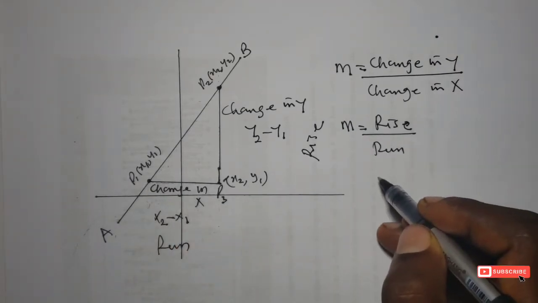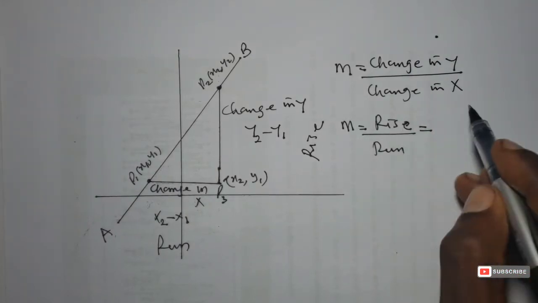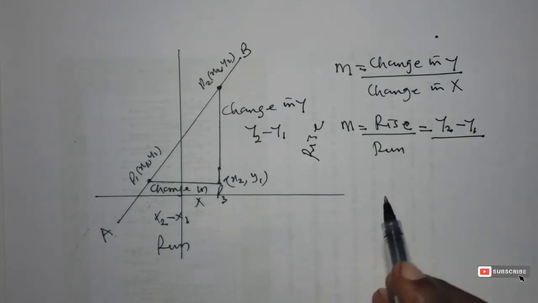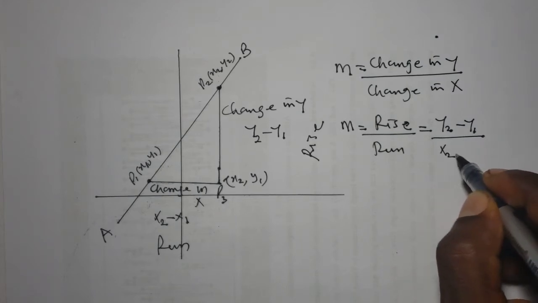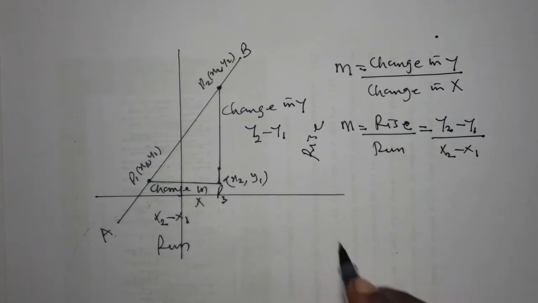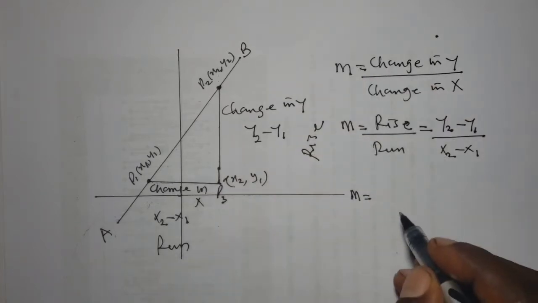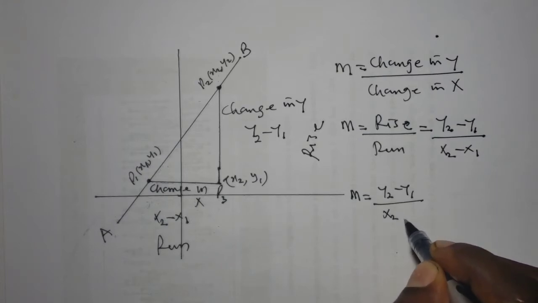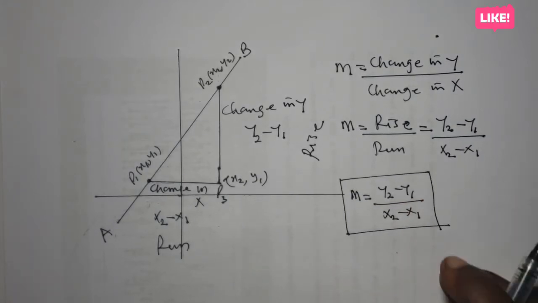However, whichever one you use is the same. And this is equal to change in y, or rise, which is y2 minus y1, all over change in x, or run, which is x2 minus x1. So we see that the slope M of this straight line is equal to y2 minus y1 all over x2 minus x1. So you take note of this result.